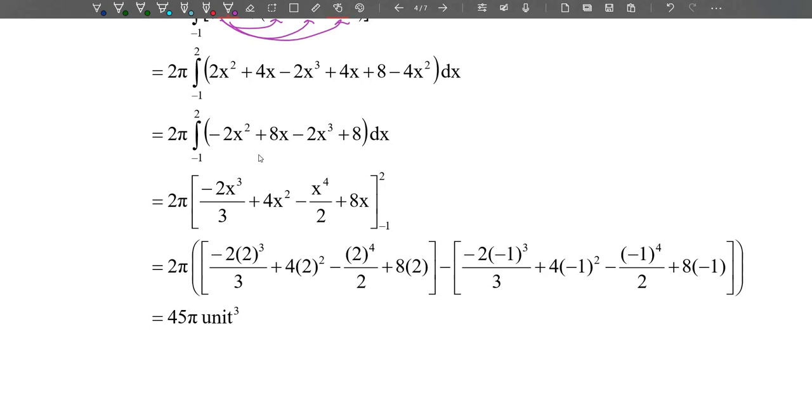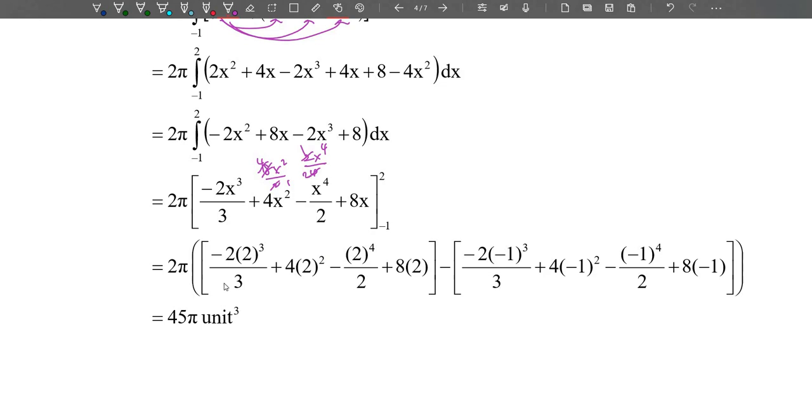And here I have simplified. Actually, it is x squared over 2 times 1, so it will be 4x squared. And here is negative x to the power of 4 over 2, because 2x to the power of 4 over 4 is x to the power of 4 over 2. It becomes this one, and plus 8x.